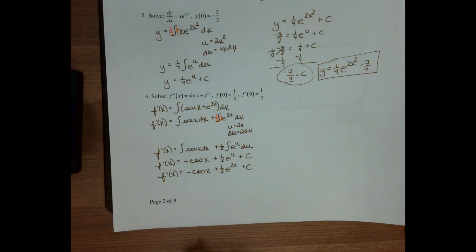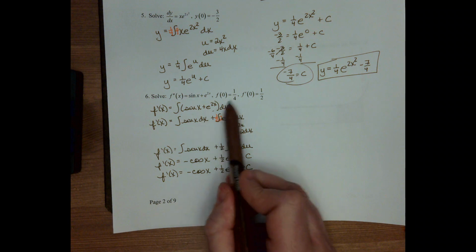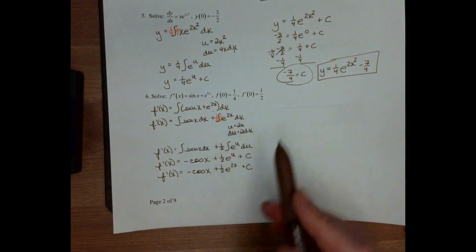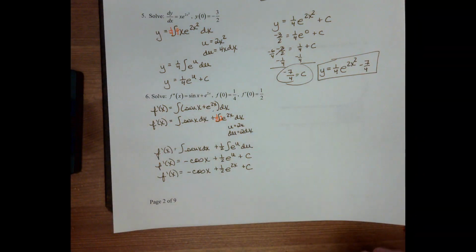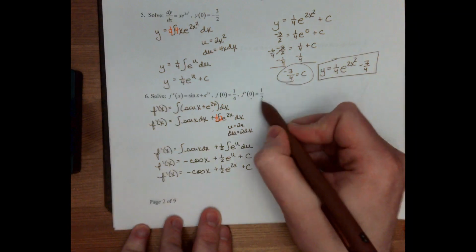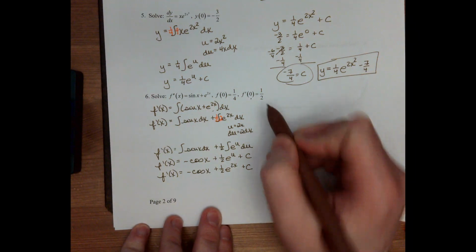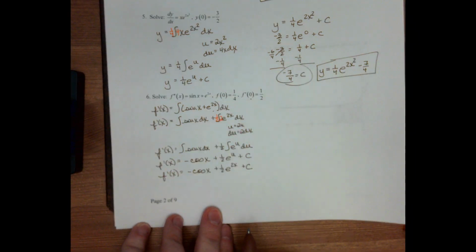At this point, you need to plug in 0 for x, 1/4 for f, sorry, nope, ignore what I just said. You're going to plug in 0 for x, 1/2 for f prime, and you're going to solve to get your c value. What is your c value?